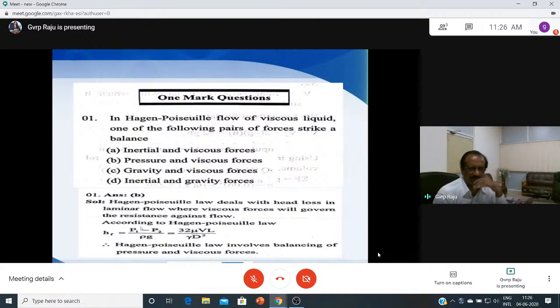Gamma is equal to rho g, so both are the same here. P1 minus P2 by rho g equals 32 μVL by gamma d square, and gamma and rho g are the same, which is equal to head loss due to friction. So hf is equal to P1 minus P2 by W or gamma, which is also equal to 32 μVL by gamma d square. Suppose you see here, this is a pressure force and this is viscous force, so it depends on pressure and viscous force. The answer for 1 is B, that is pressure force and viscous force.